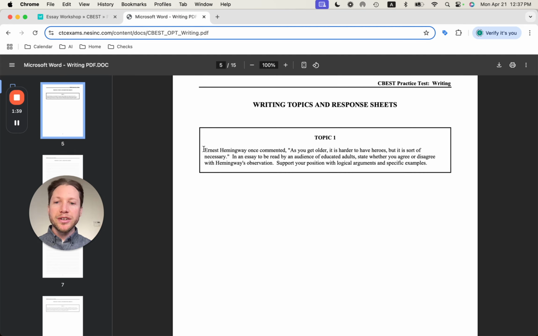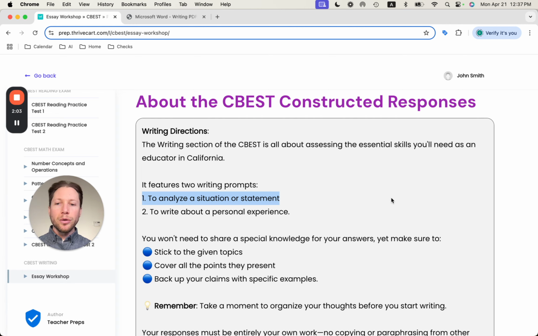So topic number 1 here says, Ernest Hemingway once commented, "As you get older, it is harder to have heroes, but it is sort of necessary. In an essay to be read by an audience of educated adults, state whether you agree or disagree with Hemingway's observation. Then support your position with logical arguments and specific examples." So we'll pause right there, and we notice that you are going to be asked whether you agree or disagree with a quote or a situation or a small text passage.